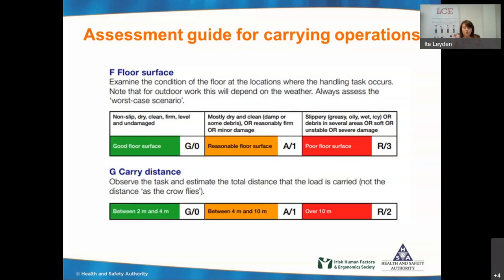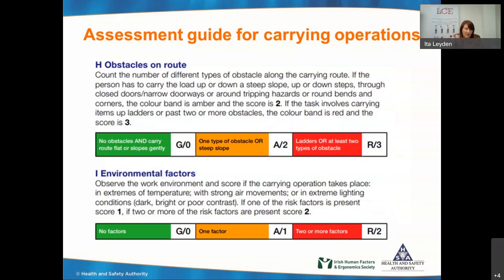Now we look at another thing in relation to carrying only, and that is obstacles on route. Importantly here, what we're looking for are types of obstacles. If the person has to carry around or through a closed or narrow doorway, and there are 4 of them en route, that's considered one type of obstacle. So then it's a number 2. But if they have to step over a platform and then go through a door, then we have 2 different types of obstacles. So it's not the number of obstacles, it's the number of types of obstacles that we are addressing here.